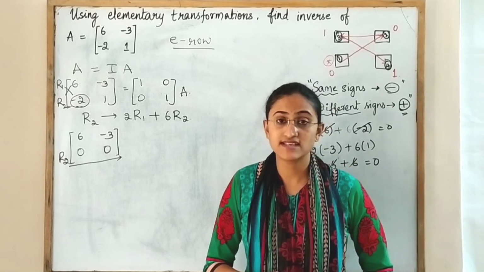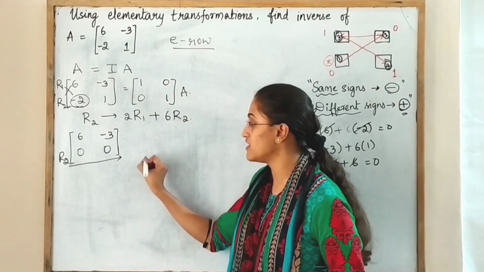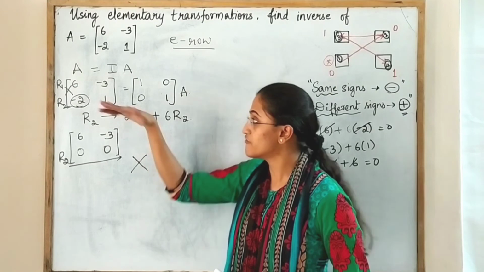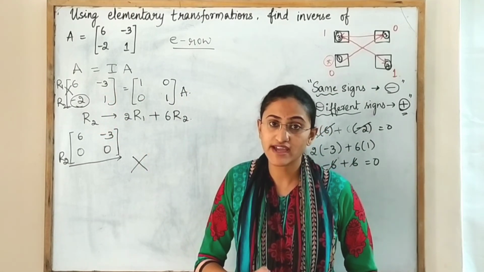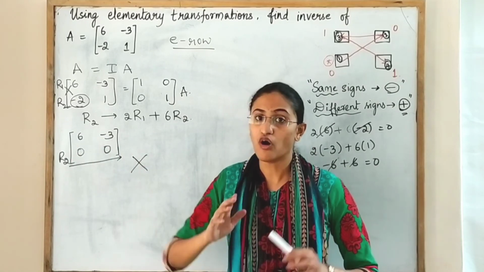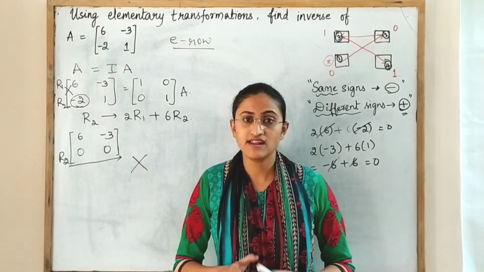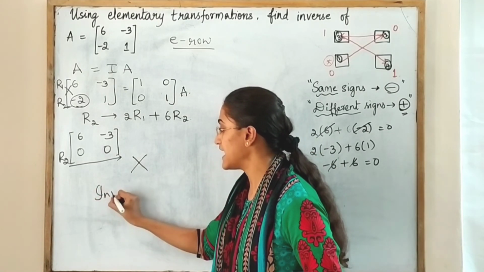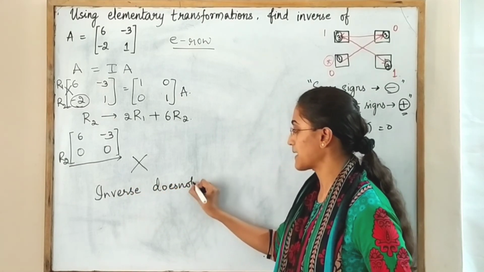In this case, you can conclude that the given square matrix will not have an inverse. Always remember, either in the first step, in the middle or in the last step, if you are getting any row or any column with all elements as 0, then you can conclude that the inverse of the given square matrix does not exist.